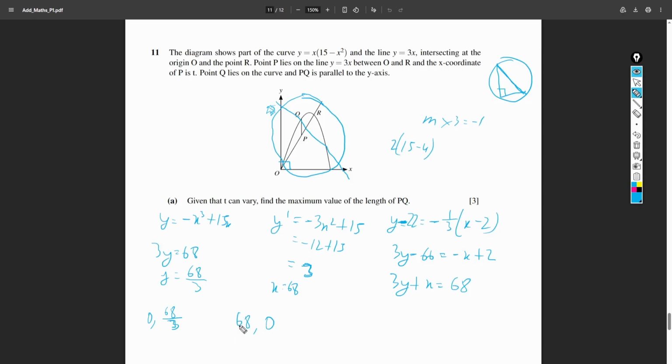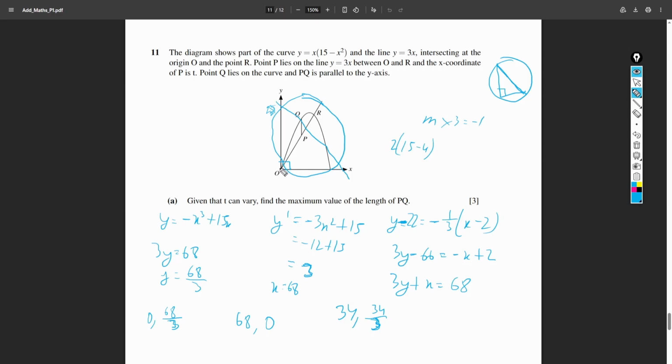So we simply use these 2 points, s and t, to find the midpoint. We add 68 plus 0 divided by 2, which gets 34, and again 68 by 3 plus 0, divided by 2, we get 34 by 3. So these two are the midpoint. Okay, we have the midpoint. What else do we need? We need the radius, right? We could find the distance and divide by 2. That's one thing we could do.